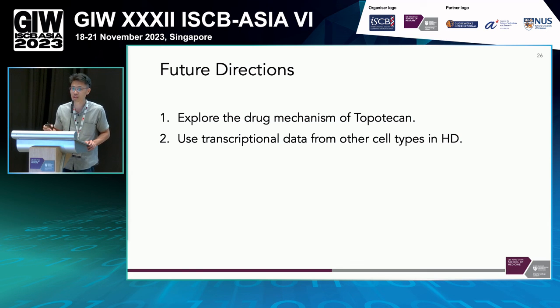Of course, this is not to say that we can leave this room and begin to treat Huntington's disease patients with topotecan, because there's still a lot of work to do. For example, we have to look at the mechanism of action of this drug and how it actually improves the HD phenotype, and this can also give us a clearer idea of what's going on in Huntington's disease. Another thing we can do is to look at the transcriptional profile of other cell types, because HD is a brain disorder and likely affects other cell types in the brain. So it's interesting to explore what other drugs can be helpful for Huntington's disease in the other brain cell types. Thank you.